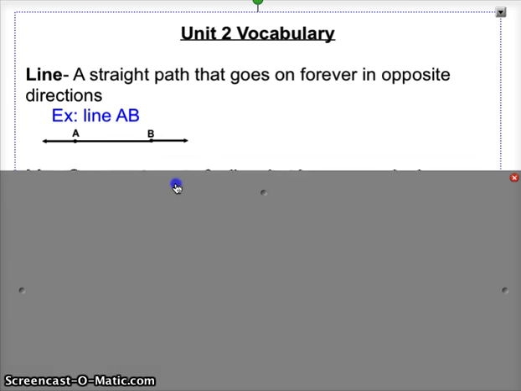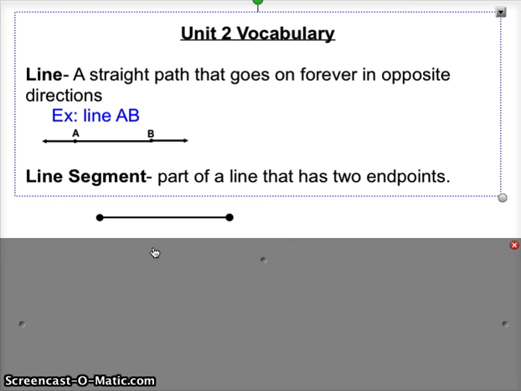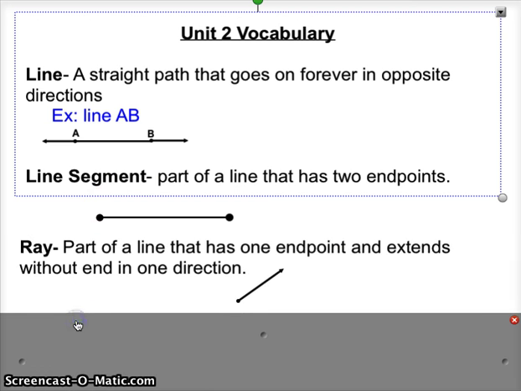Your second vocabulary word is line segment. Line segment is part of a line that has two endpoints. So when we have dots on the ends instead of arrows, it is called a line segment. Next we have ray. A ray is part of a line that has one endpoint and extends without end in another direction. So it has a dot and an arrow.